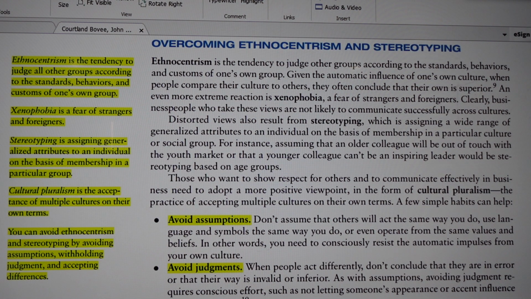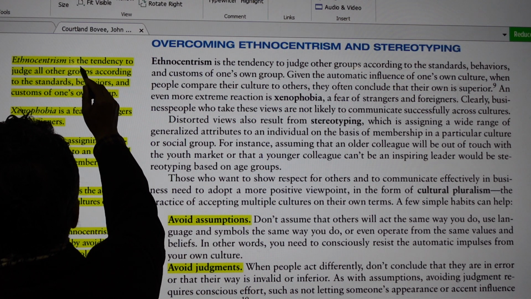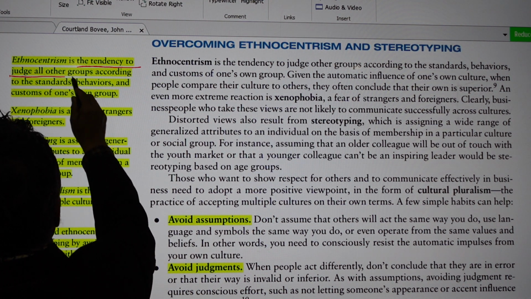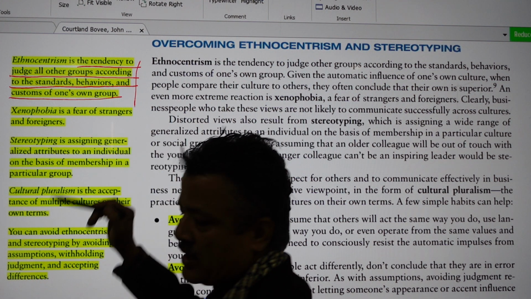So what is ethnocentrism? I'm a Brahmin and I'm interacting with her. The attitude that what I think is right, what she thinks is wrong, is ethnocentrism. Putting your culture first is ethnocentrism. This is not a good idea. What is ethnocentrism? Read here. Tendency to judge all other groups according to the standards, behavior and customs of one's own group.